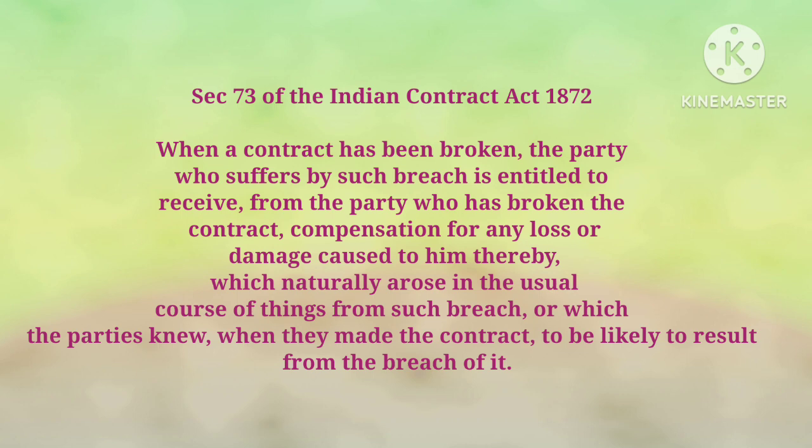So, as per section 73, when a party to a contract commits a breach of the contract, or when a contract has been broken by one party, the other party, the non-breaching party who suffers loss or damage as a result of such breach, is entitled to recover compensation from the party committing the breach. However, the non-breaching party can recover compensation for the breach of contract for any loss suffered by him or her by such breach only if such loss or damage has naturally arisen in the usual course of things from such breach, or which the parties knew when they made the contract to be likely to result from the breach of such contract. So, section 73 says that any person who suffers as a result of a breach of contract can recover compensation from the party committing the breach.